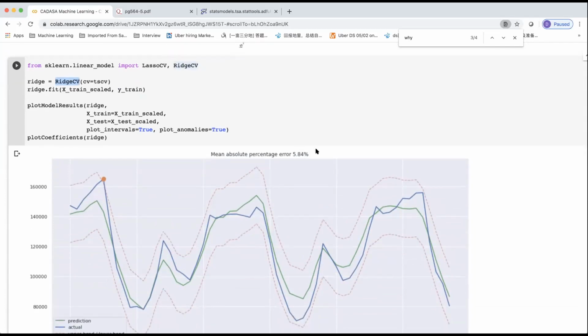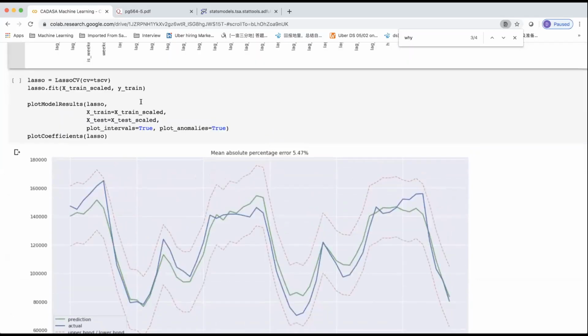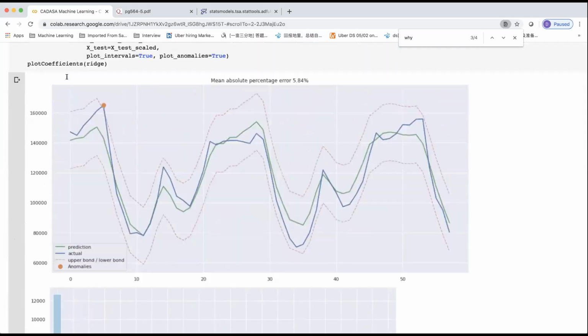In this case, as you can see, the MAE is 5.84%. This is not very good because the original model is 5.86. What about Lasso? It improves quite a lot. If you use Lasso, it's 5.47%. So basically that means you should choose Lasso over Ridge for this model.